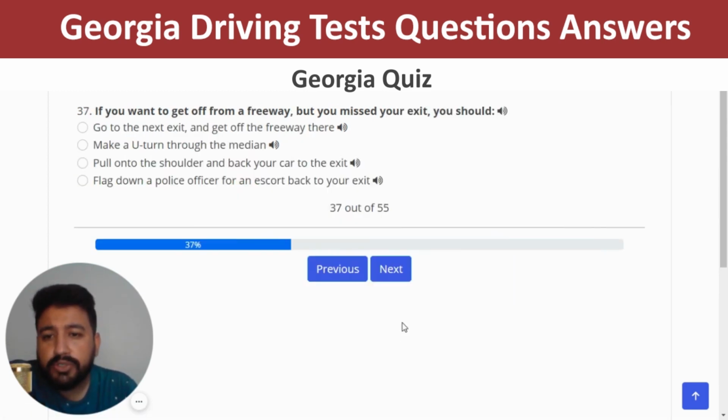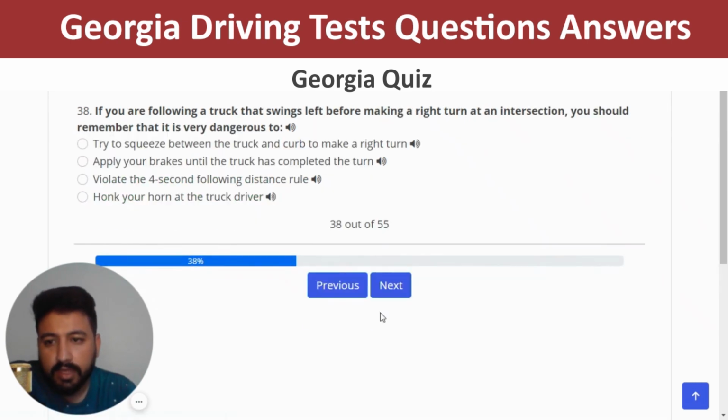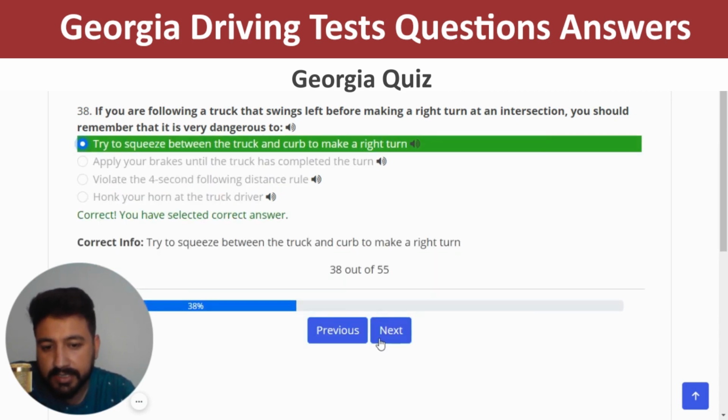Next. If you want to get off from a freeway but you missed your exit, you should go to the next exit and get off the freeway there, the first option, right? And next. If you are following a truck that swings left before making a right turn at an intersection, you should remember that it is very dangerous to try to squeeze between the truck and curb to make a right turn. So first option, this is the correct one.